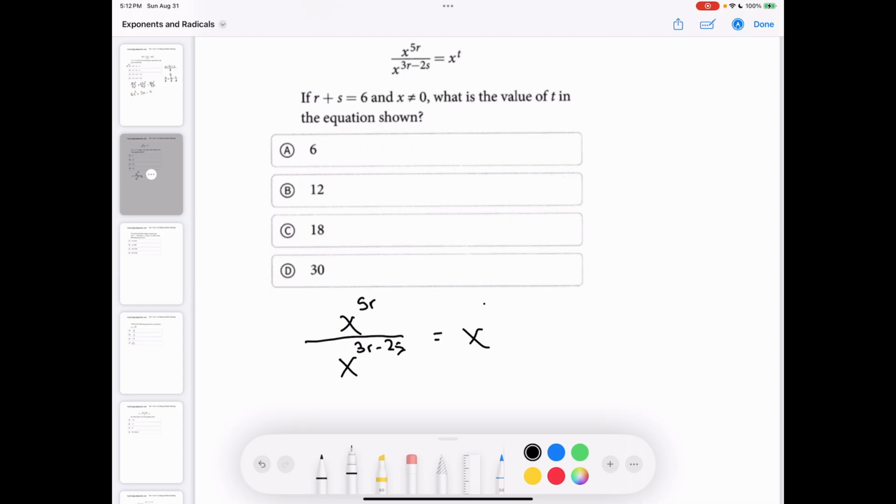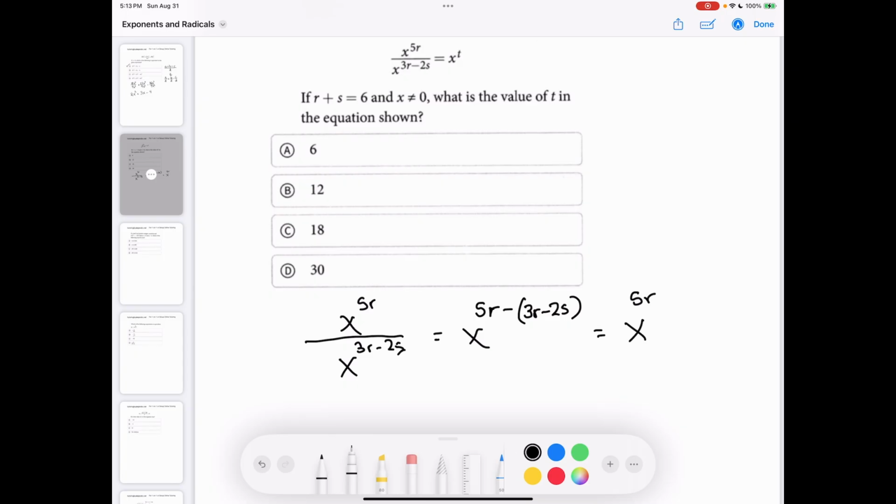So again, I'm going to write 5r minus, and I'm going to subtract the denominator's exponent. So that is going to be 3r minus 2s, okay? I put it in parentheses because there's two terms here, so I have to be careful there. Okay, so again, I'm going to rewrite the base, 5r again.